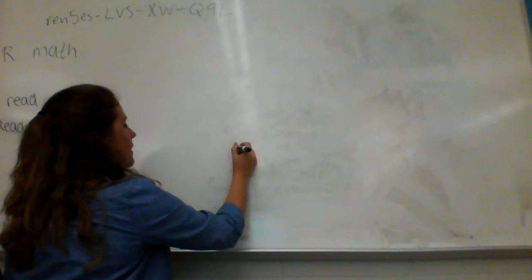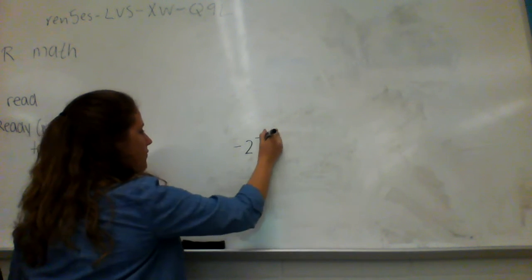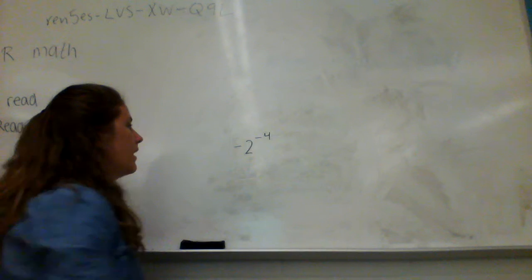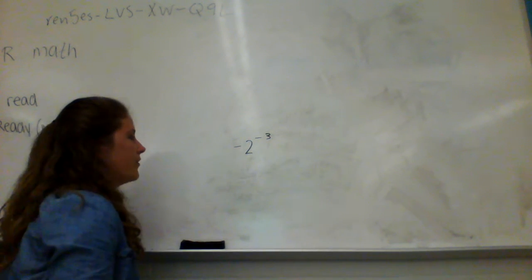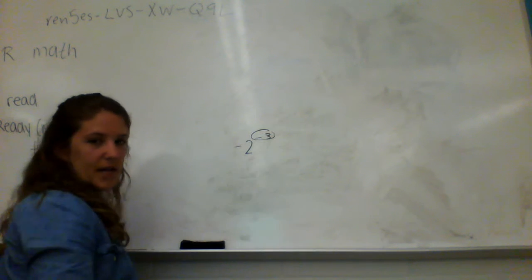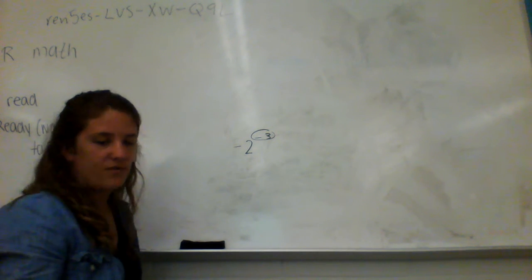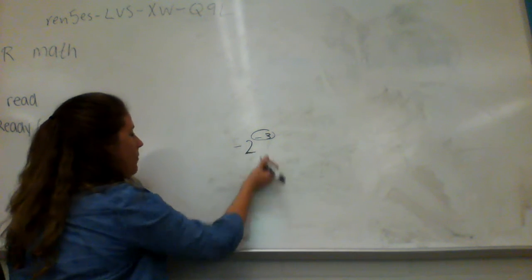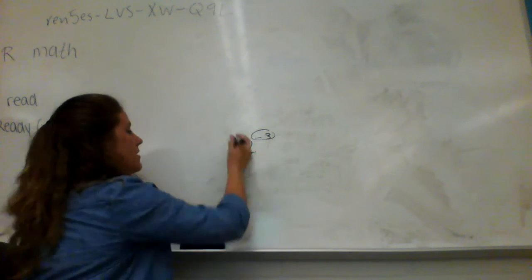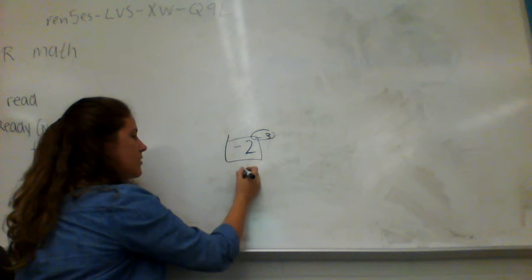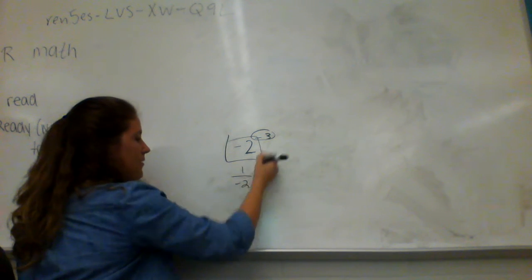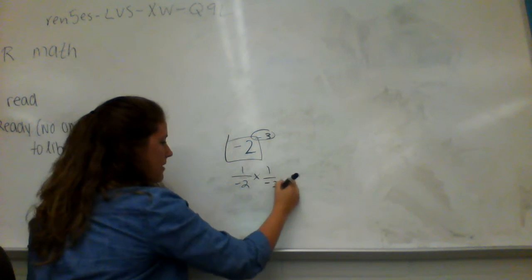One more like that. Let's do negative 2 to the negative fourth power. Let's change this up. We'll make this the negative third power. First thing I identify is that my exponent is negative, which means I'm going to divide. I'm going to divide by my base, and I have a base that is negative 2. I can divide by negative 2 as 1 divided by negative 2, and I'm going to do this 3 times.